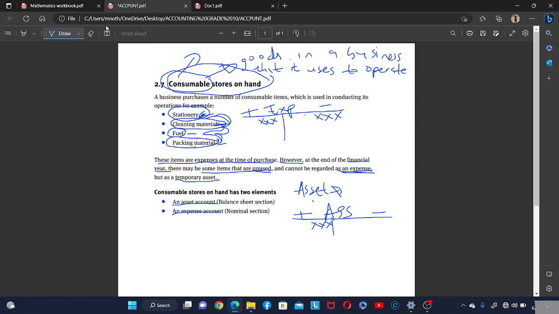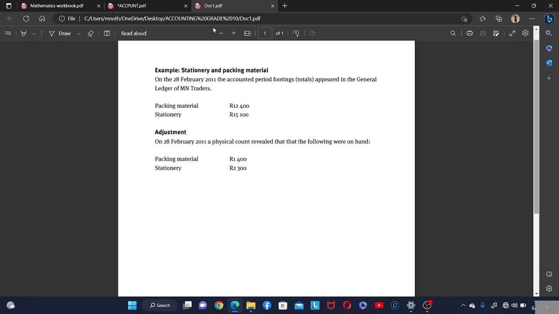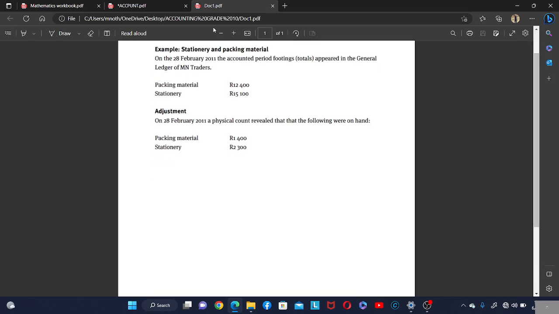Okay. Now let's look at the example. On 28 February 2011, the accounting period footings totals appeared in the general ledger of MN Traders. So this is the general ledger, the packing material. Let me open the packing material account.